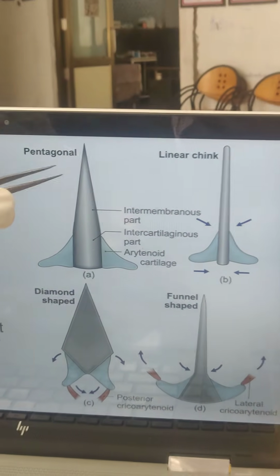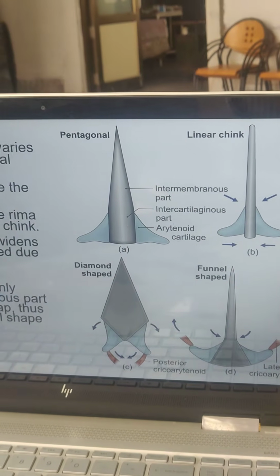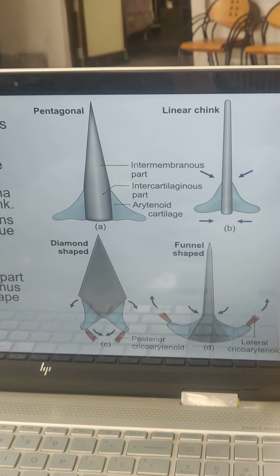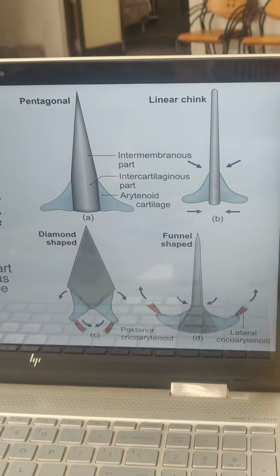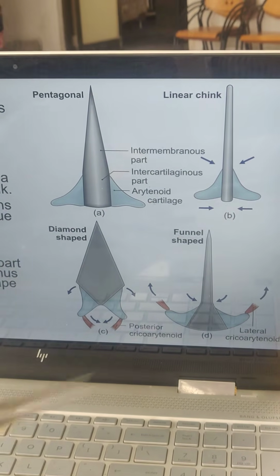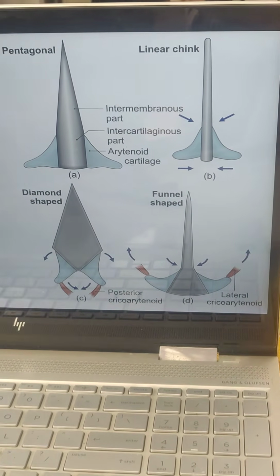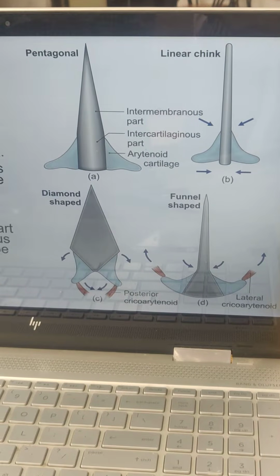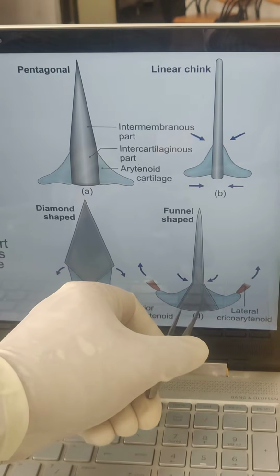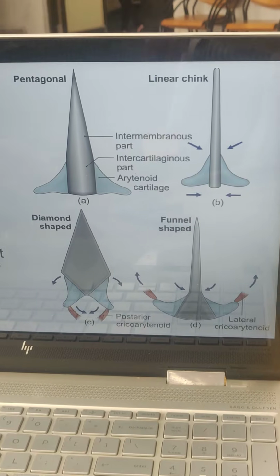The shape of the rima glottidis is pentagonal in quiet breathing. During a high pitched voice, it is a linear, slit shape, completely adducted. In full respiration, the intramembranous part becomes widened but the cartilaginous part is not widened, giving a diamond shape in full inspiration. During whispering, the intercartilaginous part widens, but the intramembranous part remains narrow.